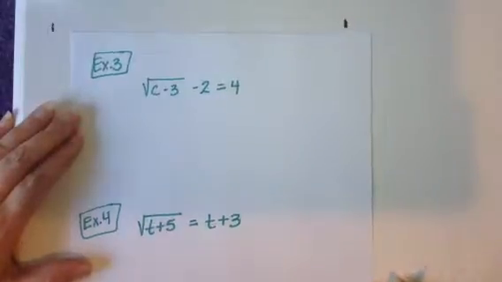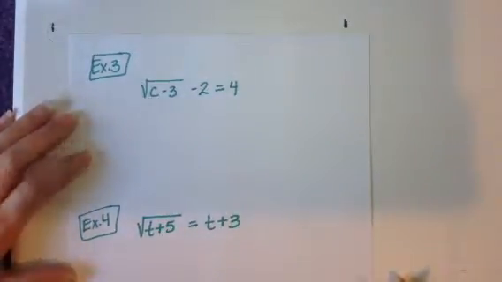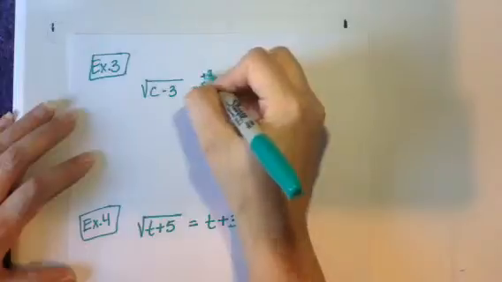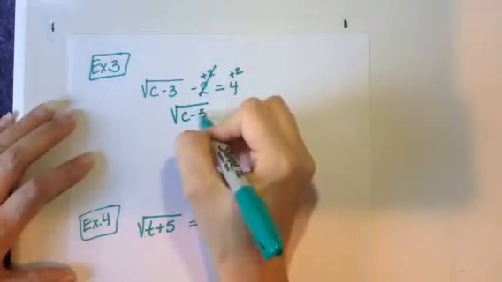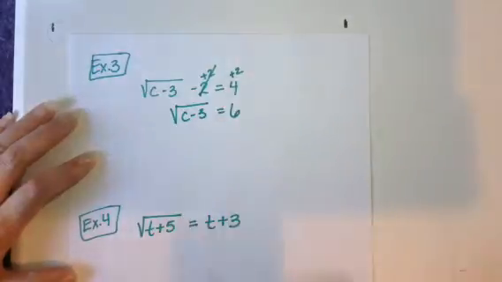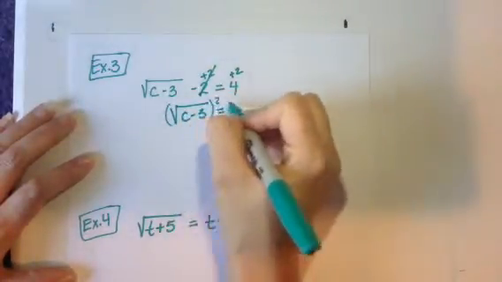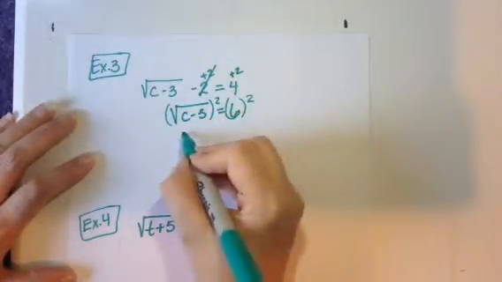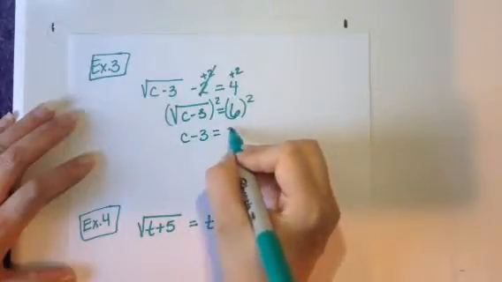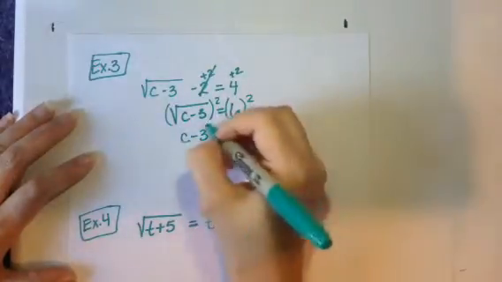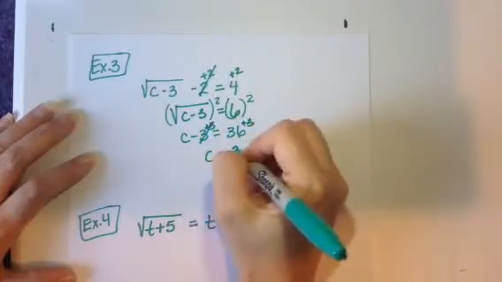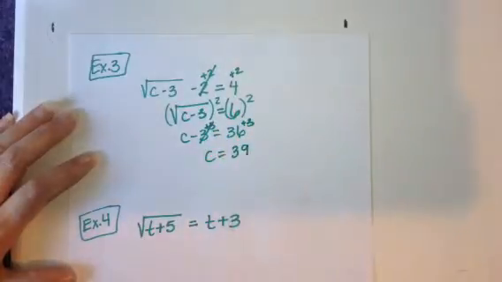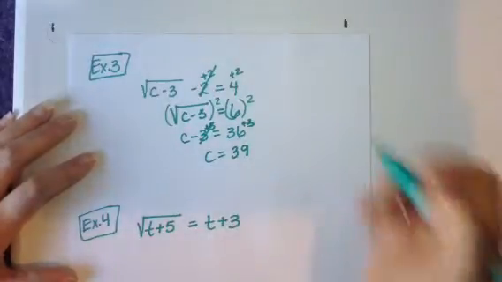Alright, in example 3, I do not have the radical by itself, so I'm going to add 2 to both sides first. And I get the square root of c minus 3 equals 6. Now that I've done that, I need to square both sides. That leaves me with c minus 3 here and 36 here. Add 3 to both sides. And c is going to be 39. Well, let's see if that's true. Let's check.